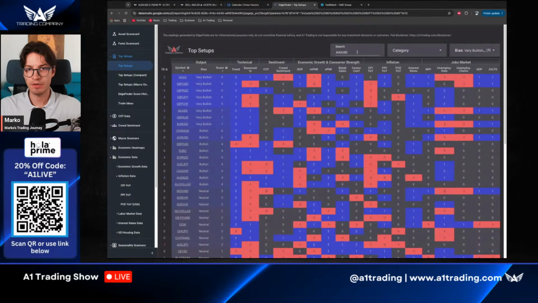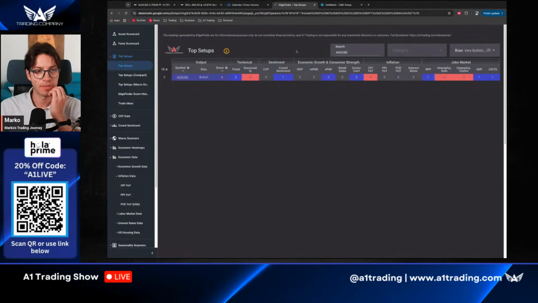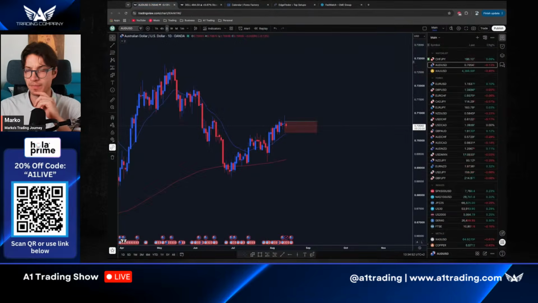Let's find AU. Bullish, score of 6. So that's great. We have a confluence from the Edge Finder.